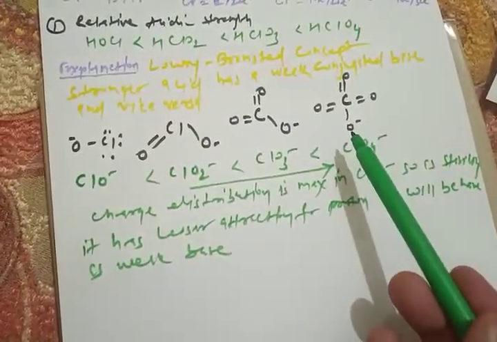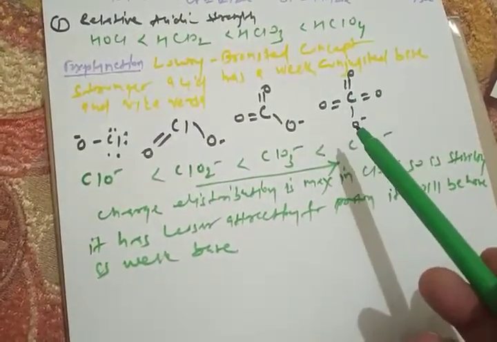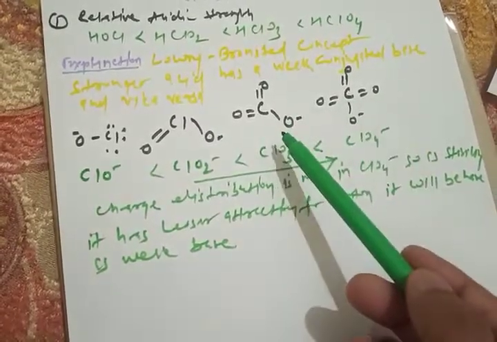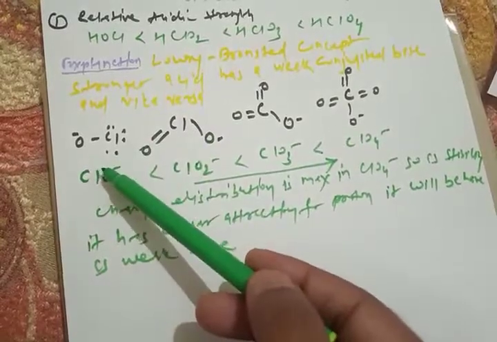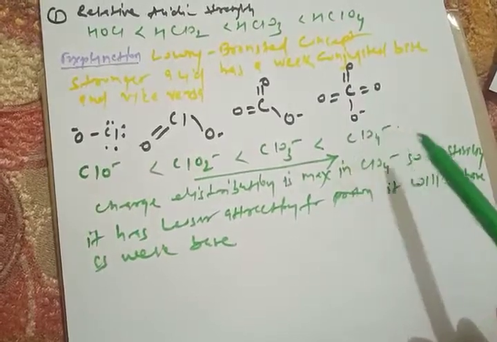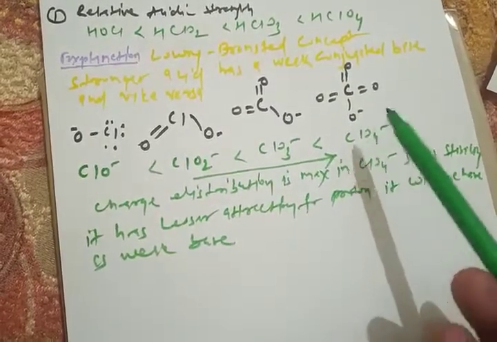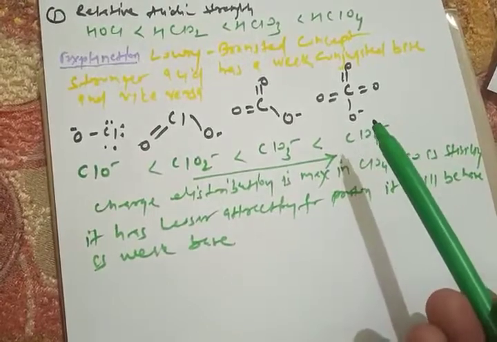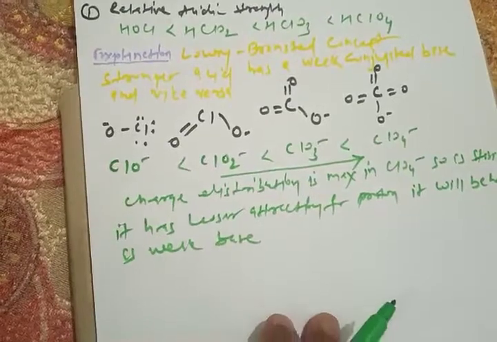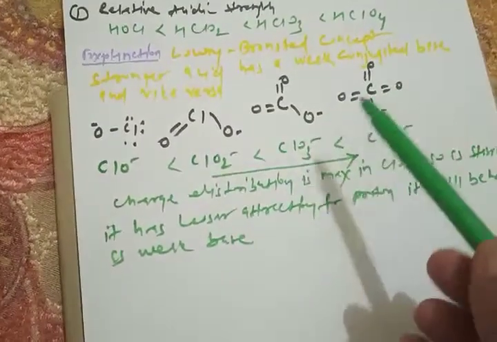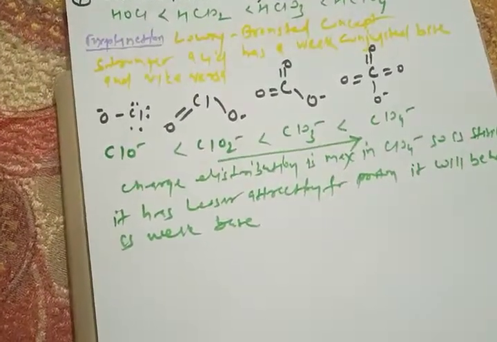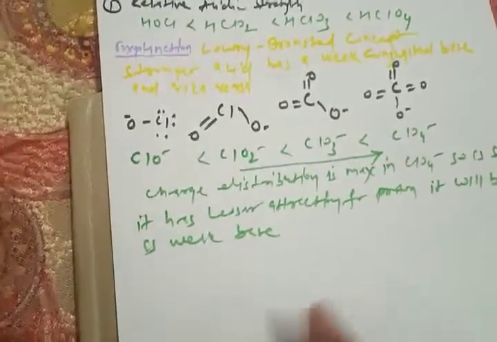Charge distribution is maximum because of the availability of three oxygen. The charge will distribute evenly, maximum in this case, lesser in this case, much lesser in this case, and very weak in this case, so there is lesser attraction towards the proton, and it will be a weak base. If it does not attract the proton, it is a weak base. So this is the reason that HClO4 is the most acidic. This is how you need to explain the reason. So this was the first acidic character we had discussed.